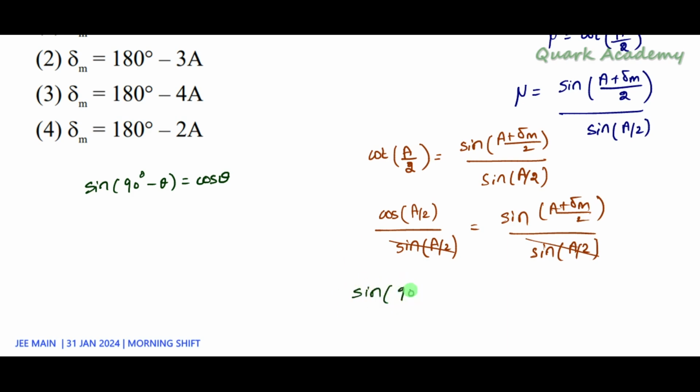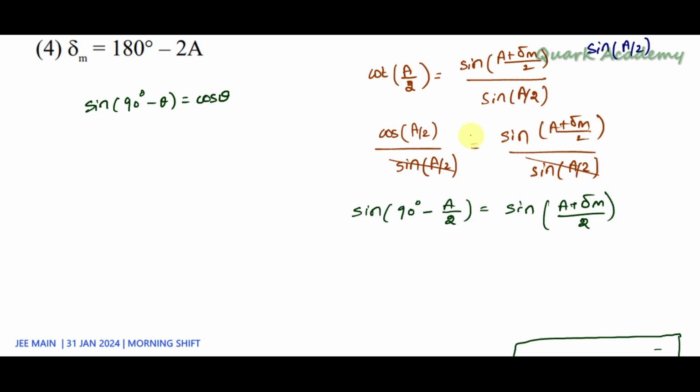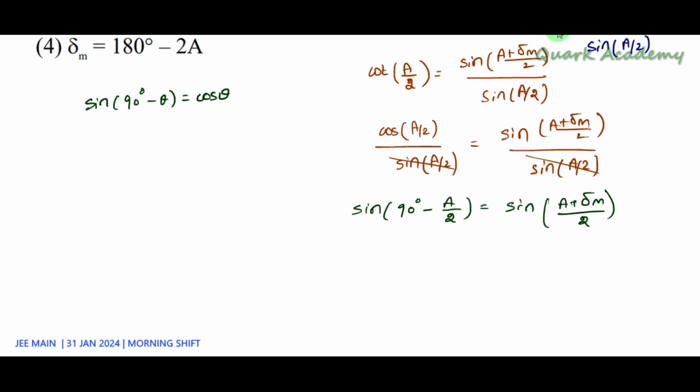So sine of 90 degree minus a by 2 equal to sine of a plus delta min by 2. Since both the functions are the same, both sides are sine function, which means the argument should be the same. So I can write 90 degree minus a by 2 equal to a plus delta min by 2.